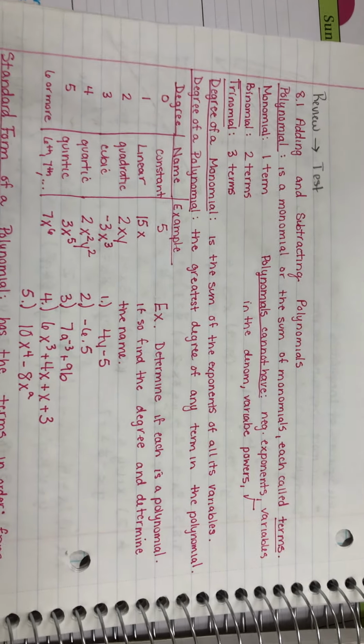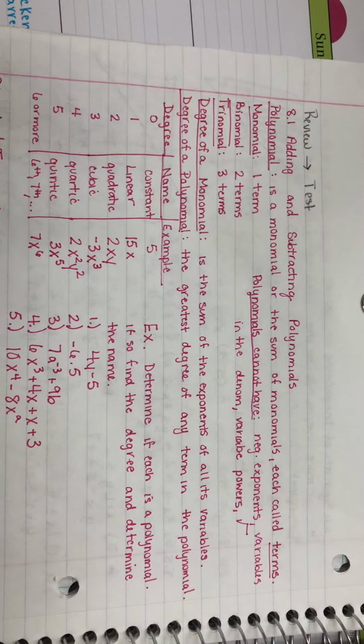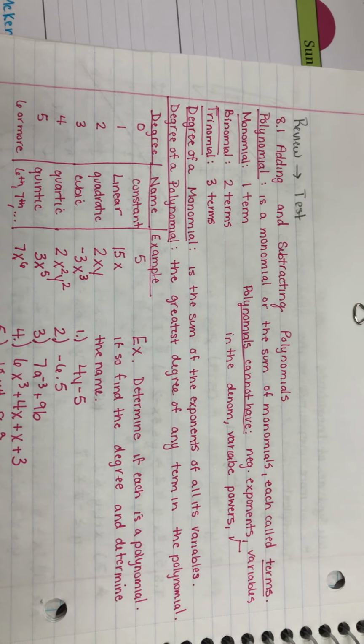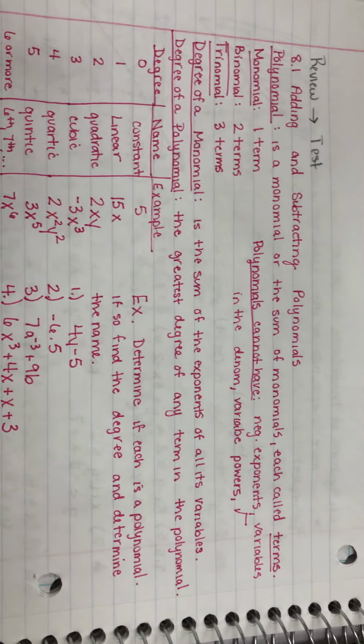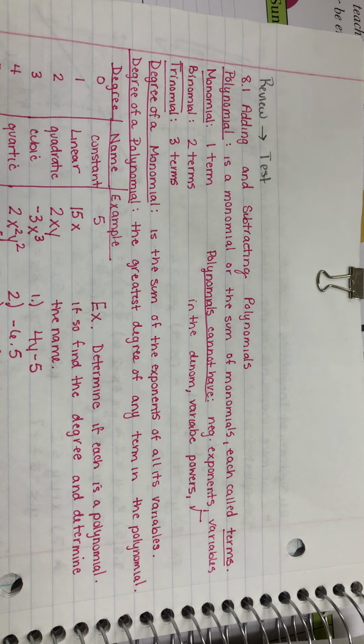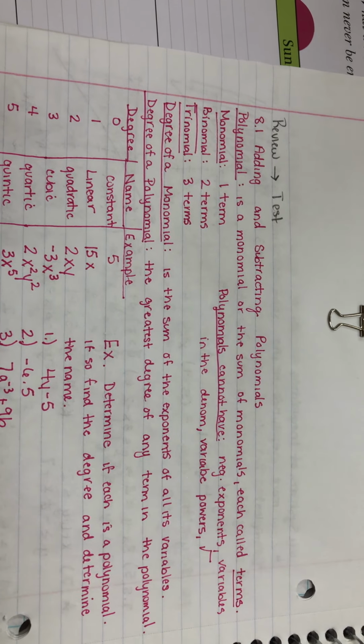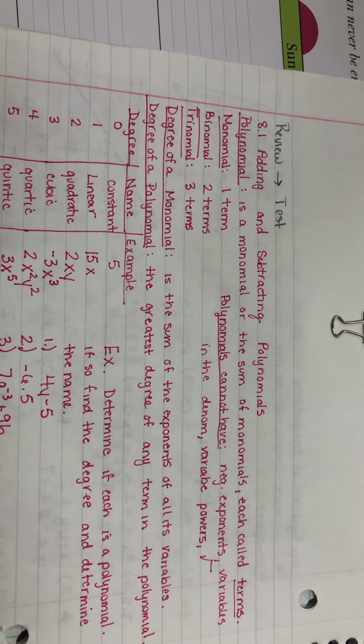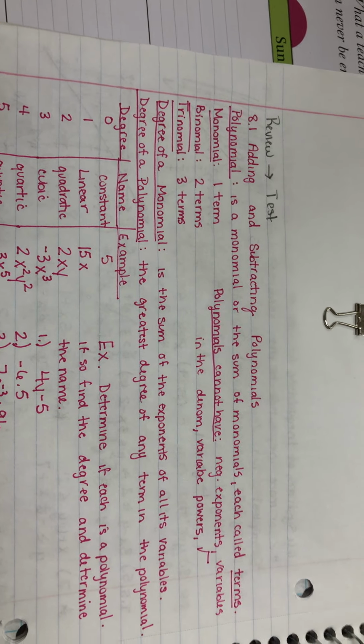Okay, first section in chapter 8 is 8.1, and we are adding and subtracting polynomials. Well, first we have to understand all about polynomials. So, basics. A polynomial is a monomial, or the sum of monomials, and each is called a term, okay?